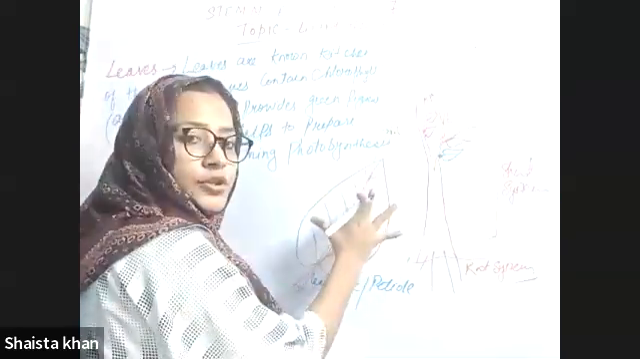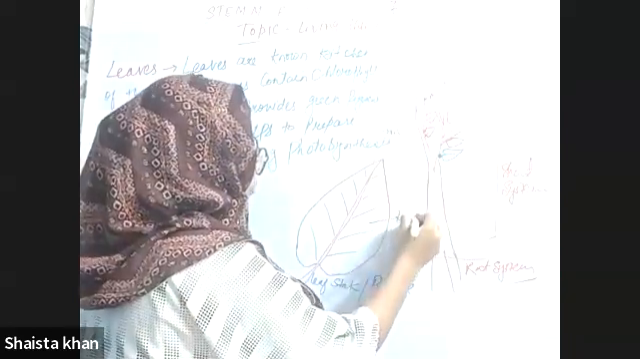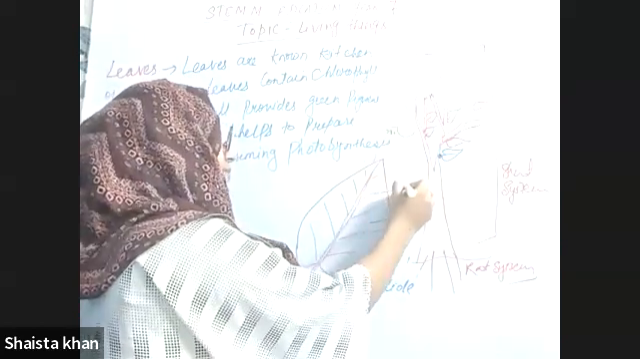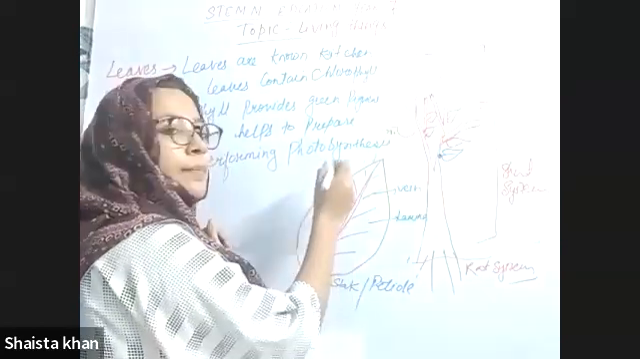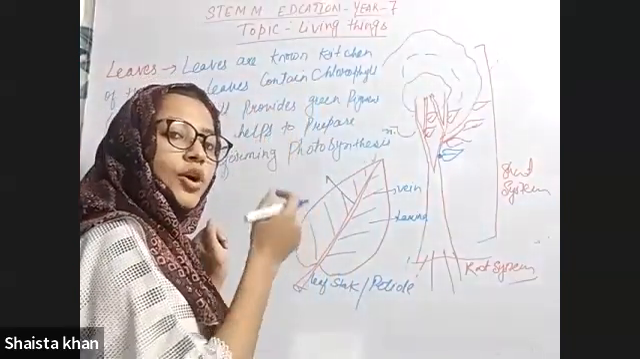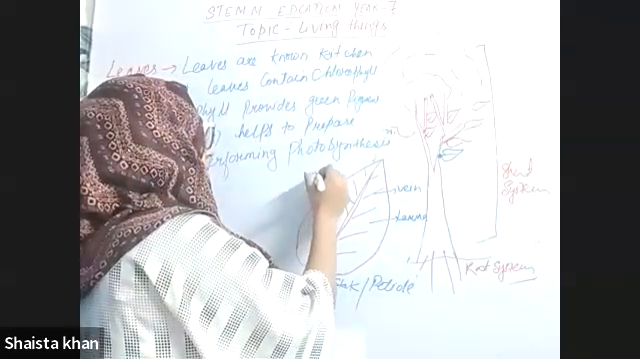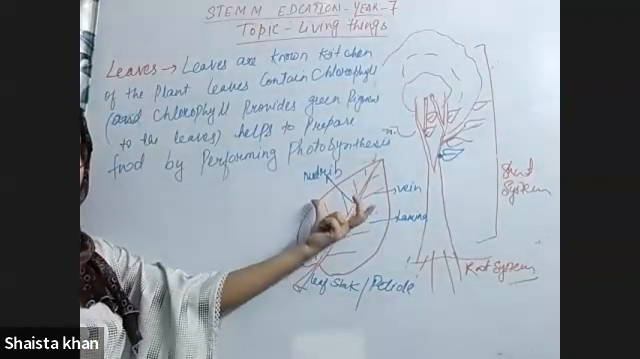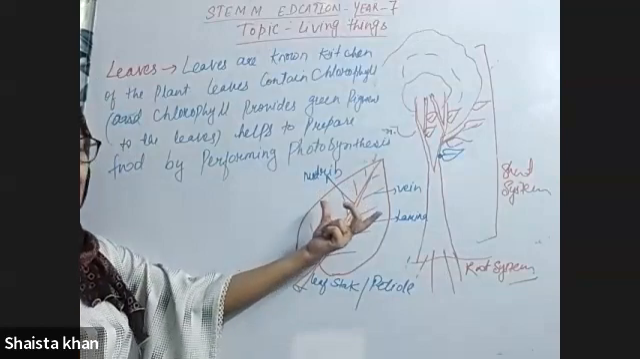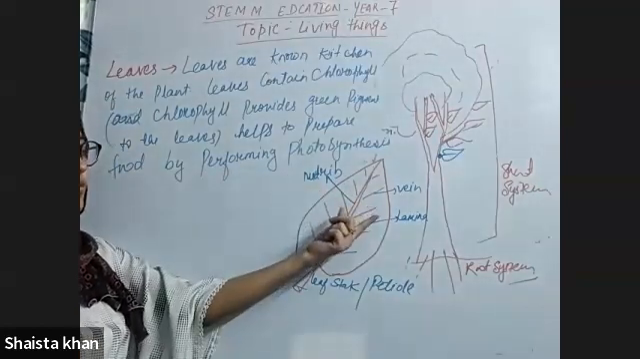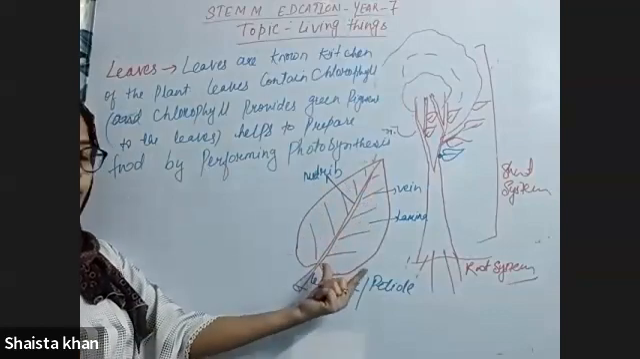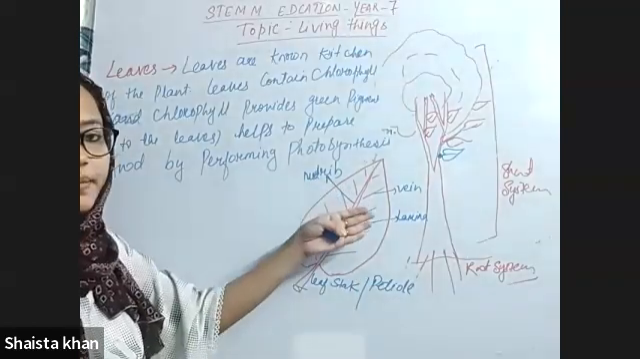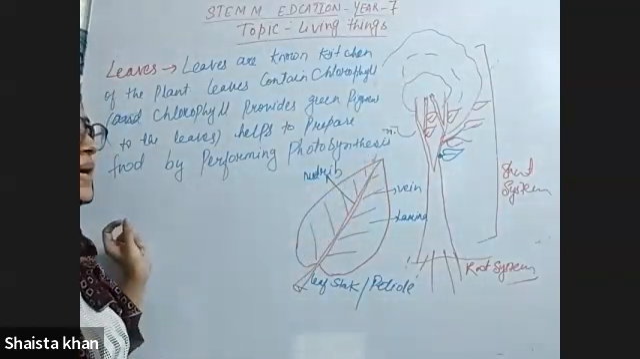This broad or flat part is known as the lamina. This is the vein. The thick line in the middle of the leaf is known as the midrib. The flat, broad part is known as what? The lamina. Fine. This vein, this midrib, this petiole, the leaf base and lamina. So these are the parts of the leaf.